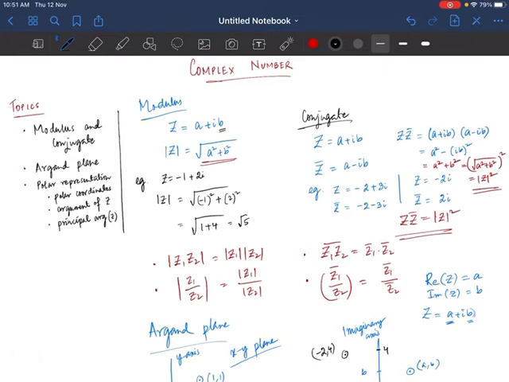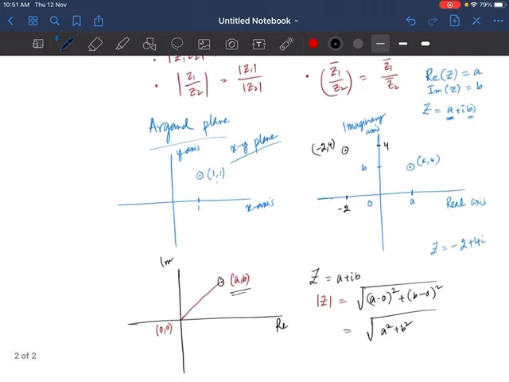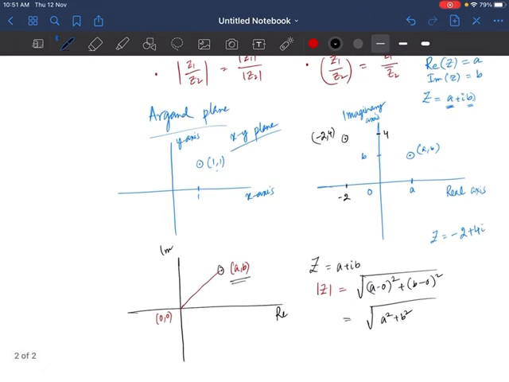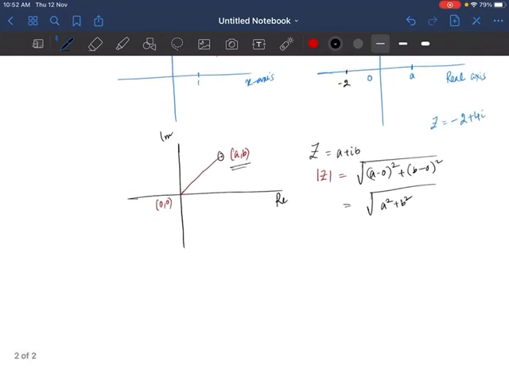Now the next topic is polar representation. So what is the polar representation of a complex number? This is a very important topic, so let us go through this one. Polar representation is like this. Let me plot the diagram again. Suppose I have this one as the real axis and this one as the imaginary axis.